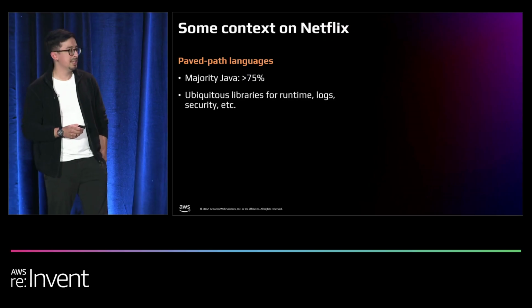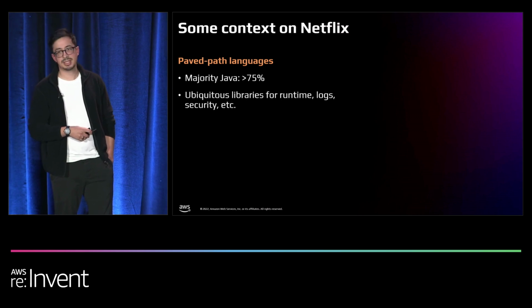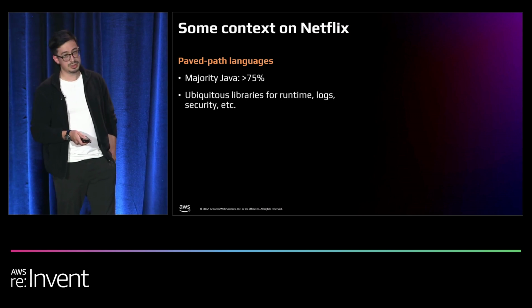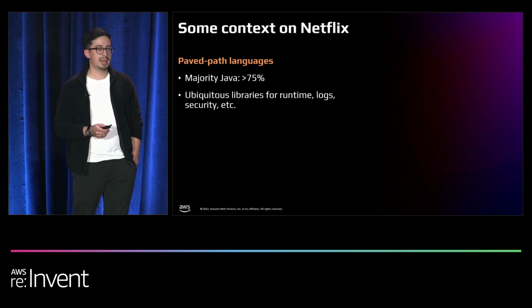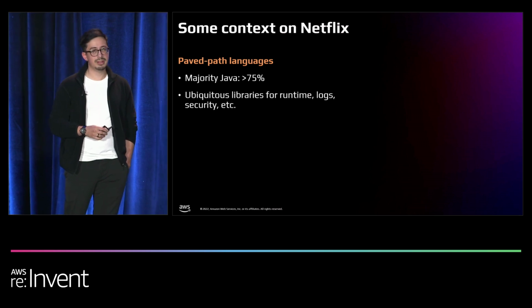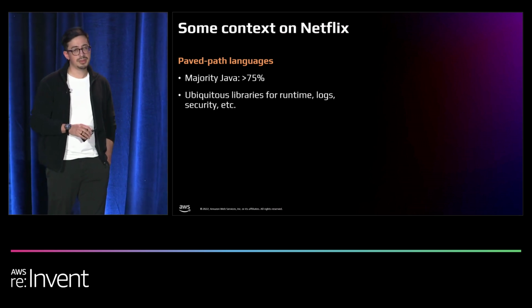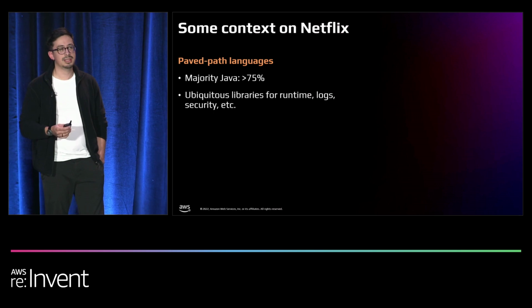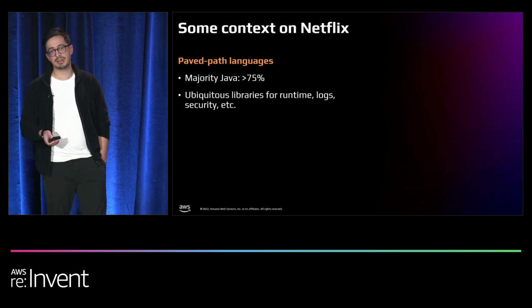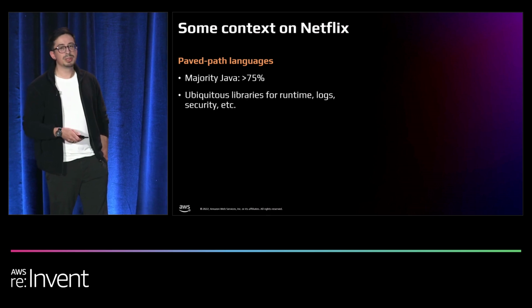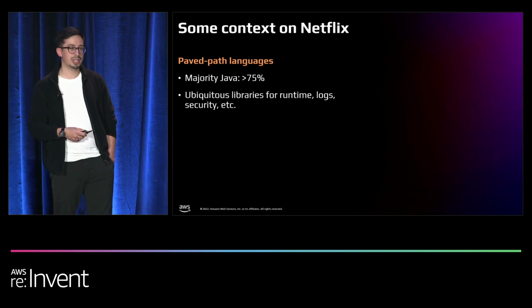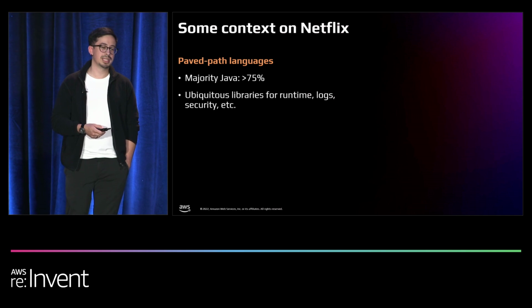So I'll start with a little bit of context on Netflix, mostly because there are a lot of different ways to do SDK instrumentation. And some of the decisions that we made are very specific to our environment and some of the challenges that we have. Other people doing this might have a completely different problem set, but explaining where we're at will probably help shed some light on why we made the decisions that we did.